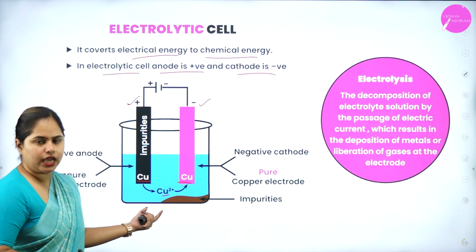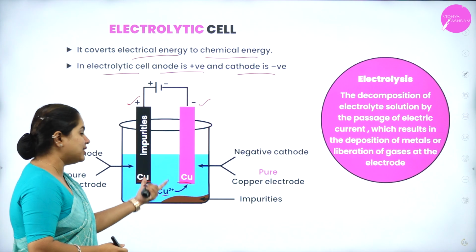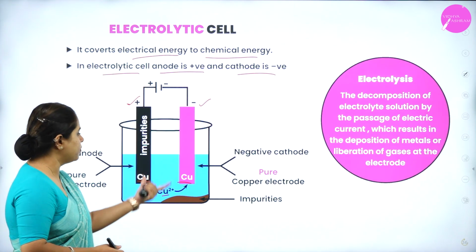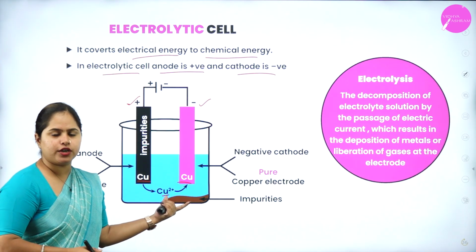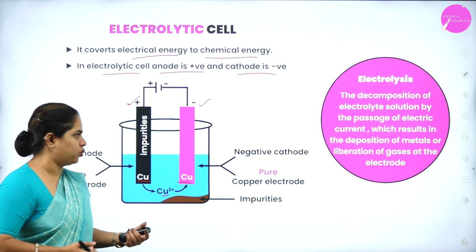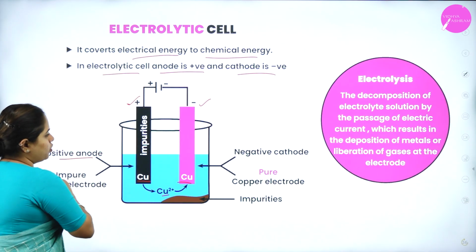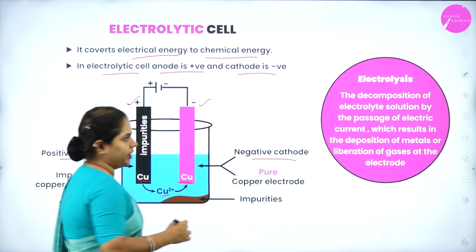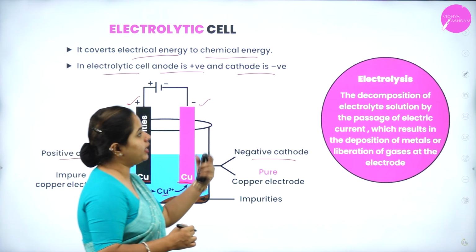One electrode acts as cathode, one electrode acts as anode, and one single electrolyte solution will be there. These two electrodes are going to act as anode and cathode, right? So you can see positive anode will be there and negative cathode will be there. Okay. Now, what is actually electrolysis then?